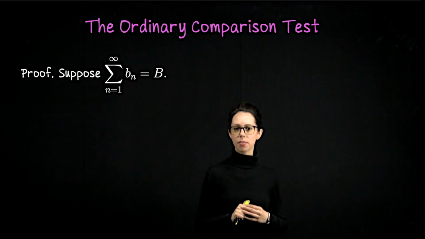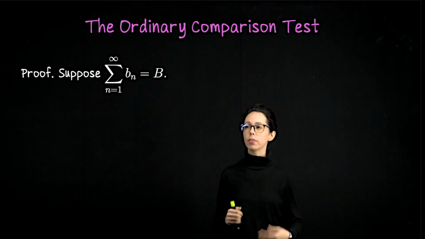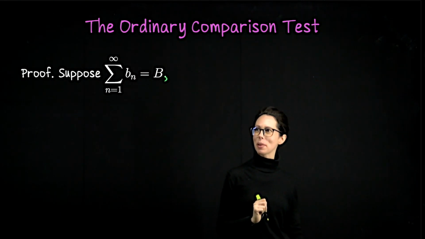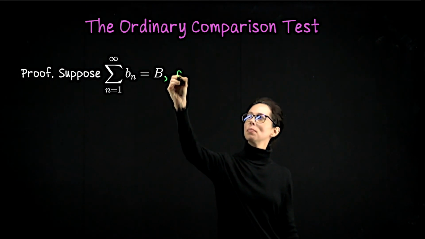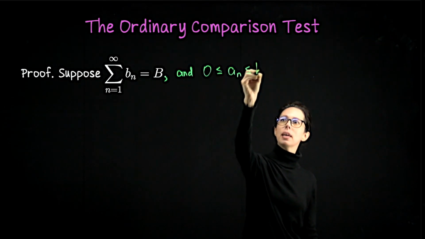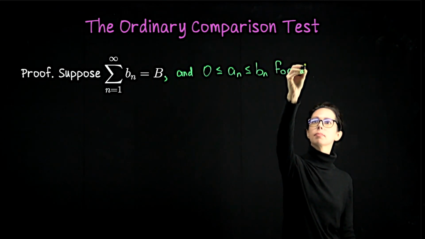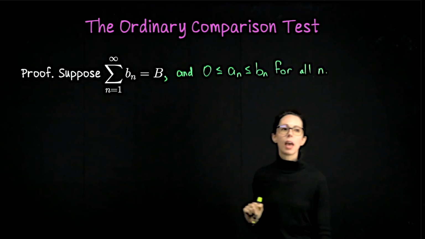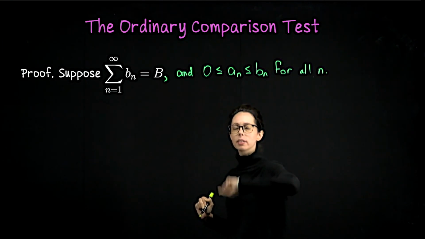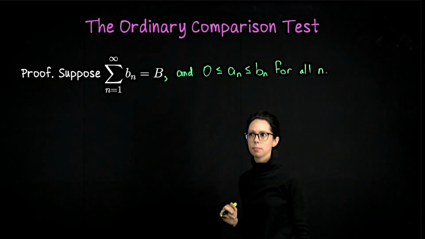Suppose that the series of terms b sub n adds up to the finite number capital B. So this is a convergent series, and I should probably add the rest of the information from the ordinary comparison test here. 0 is less than or equal to a sub n is less than or equal to b sub n for all n. Okay, so that's the situation we're looking at. I would like to show that the series made out of the a sub n terms also adds up to something finite. It converges.